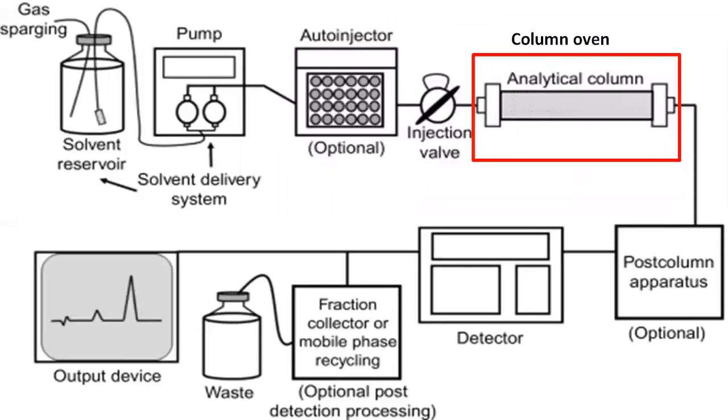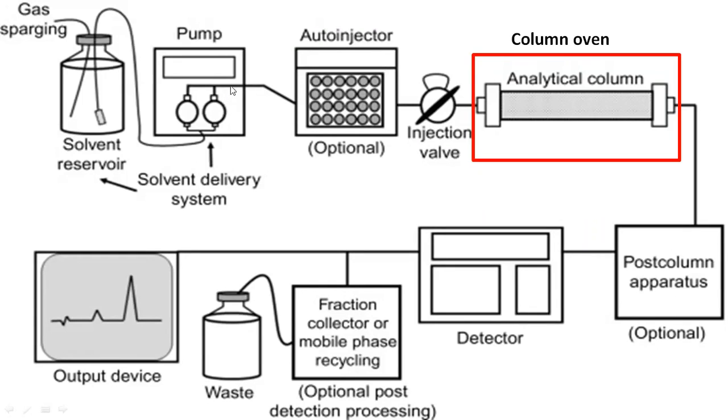Now this is the block diagram of HPLC that we are using. This is the solvent reservoir or mobile phase reservoir, and here a degassing unit will be there. We are placing the mobile phase or solvents in this reservoir. From this reservoir, the solvent or mobile phase travels towards the pump.